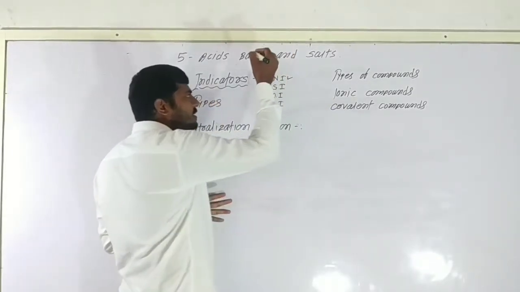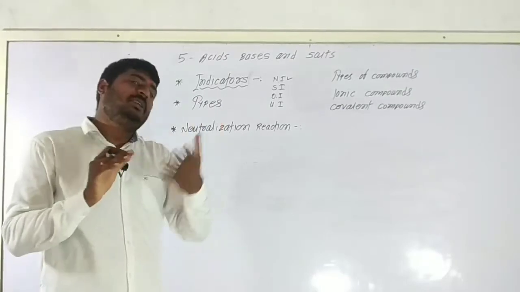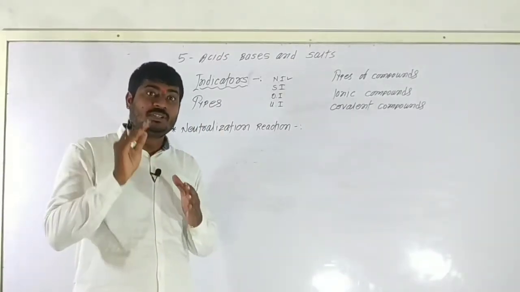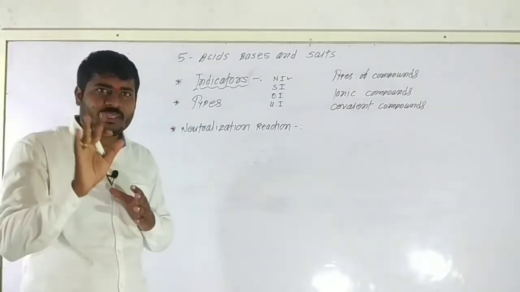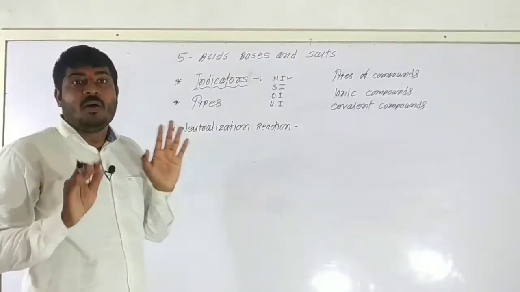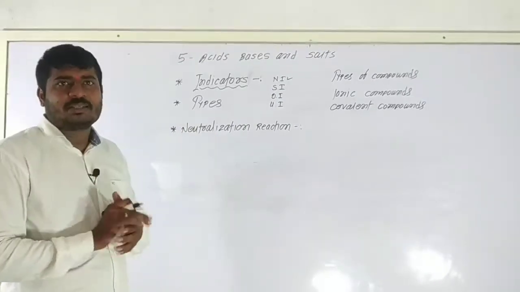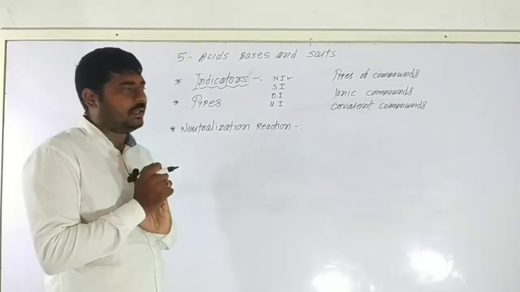Natural indicators. Which indicators are called natural indicators? The naturally occurring substances which are used to determine the nature of a given compound are called natural indicators. For example, rose petals and turmeric. These are examples of natural indicators.